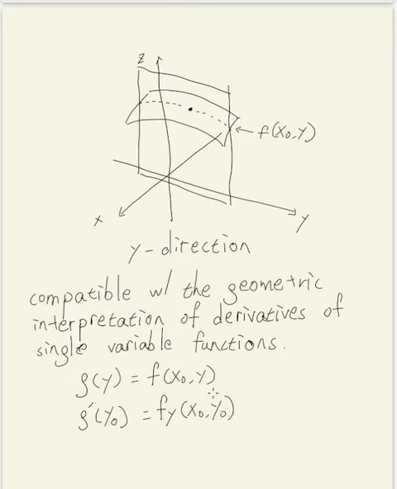Okay, so we can turn this partial derivative into a normal derivative, and we're familiar with the geometric interpretation of the derivative of a single variable function, right? So it's just the slope of the curve, and hence the slope of this curve, because f of x naught and y is this curve. So we see that the two interpretations are equivalent or compatible.